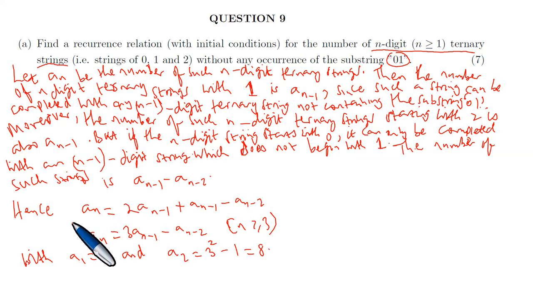Okay, so obviously you can see that we have a sub n minus 1 for the number of the n-digit ternary strings with 1. So there's an a sub n minus 1, and also the n-digit ternary strings with 2 are also a sub n minus 1. So we have a sub n minus 1 for the one and the two. And then now we look at those that start with zero. They can be completed like that.